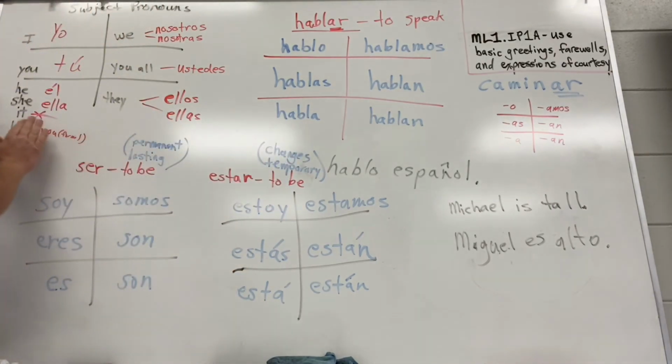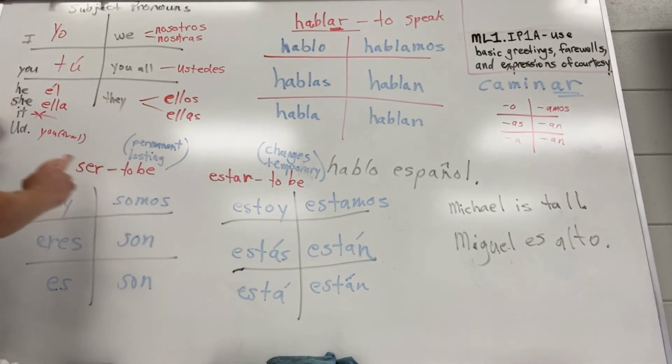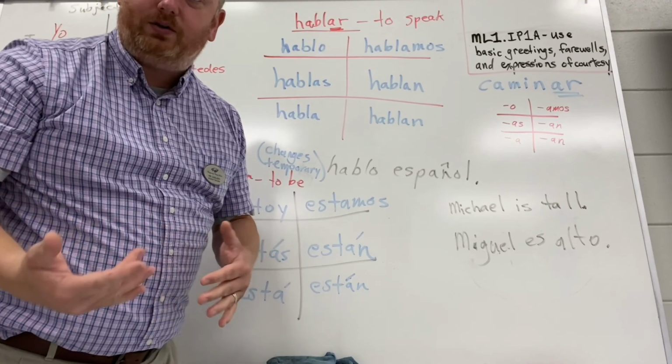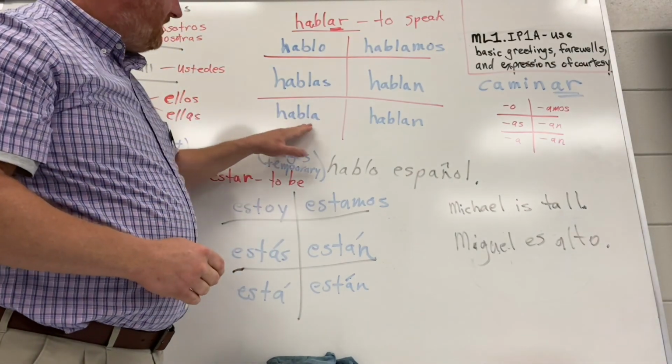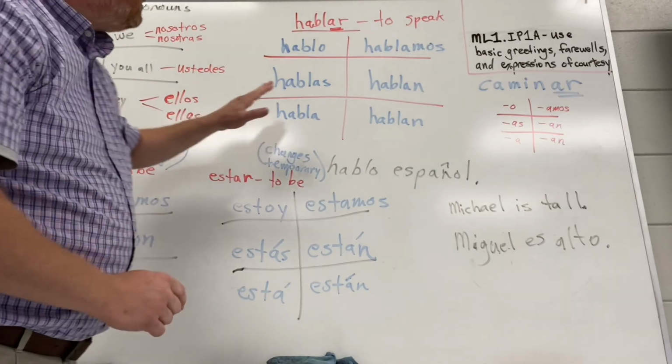Now, if we look back at the pronouns over here, we see that we have three options. We have he, she, or usted. So I could say, él habla, he speaks, or she, ella habla, she speaks, or I could say, usted habla, usted speaks, you formal speak. So this is the appropriate verb form that's going to go for those subjects.